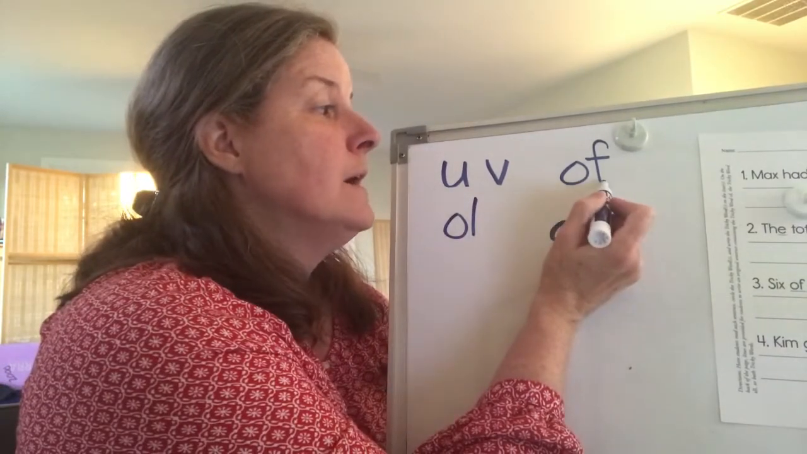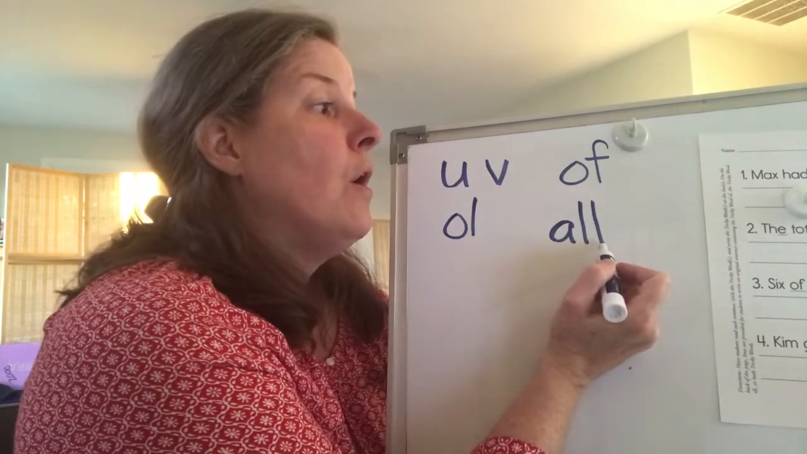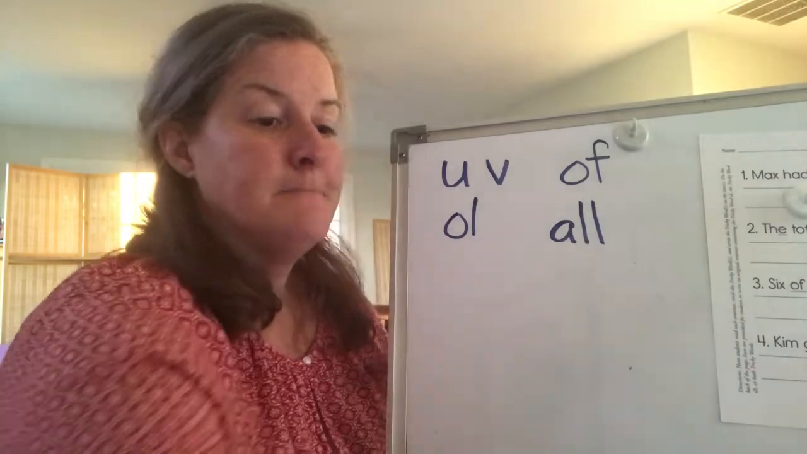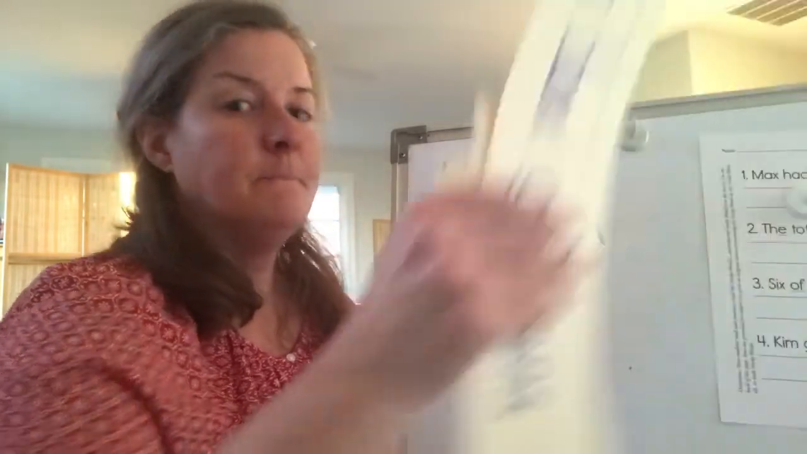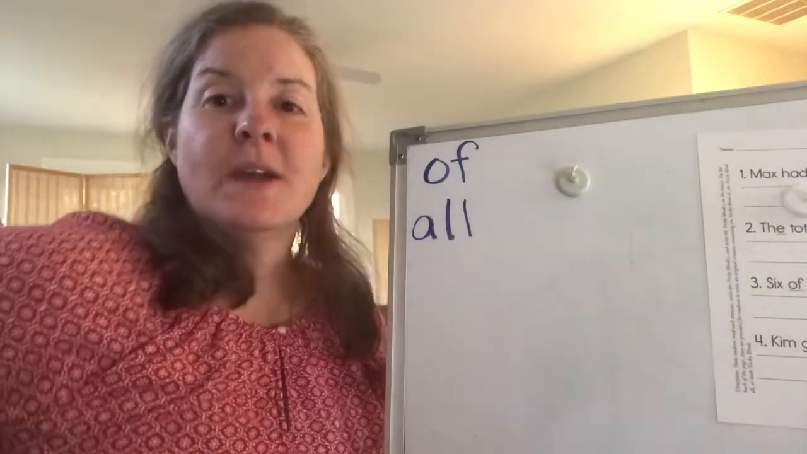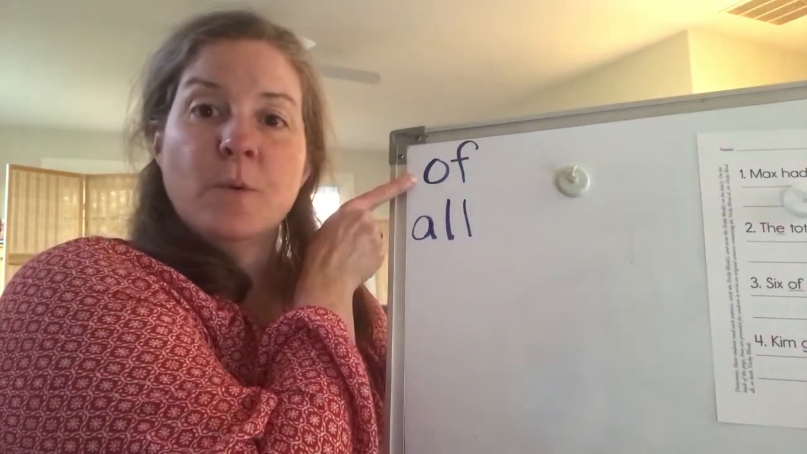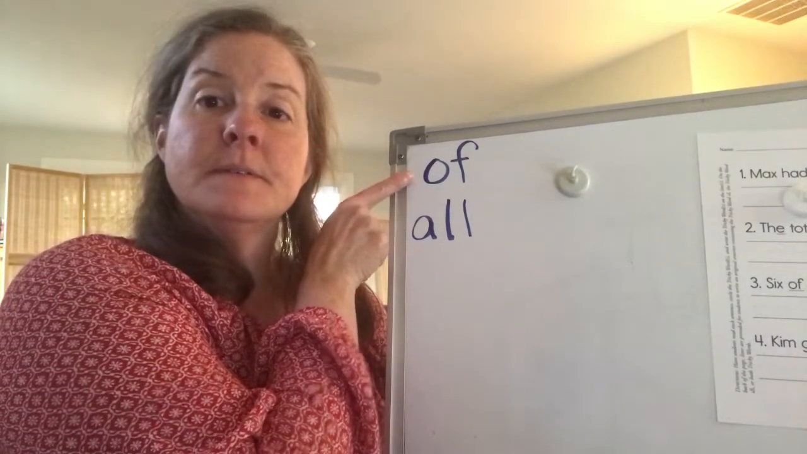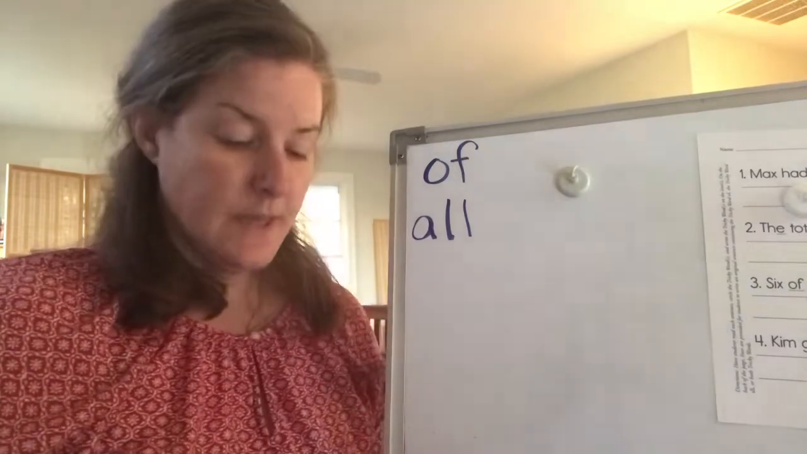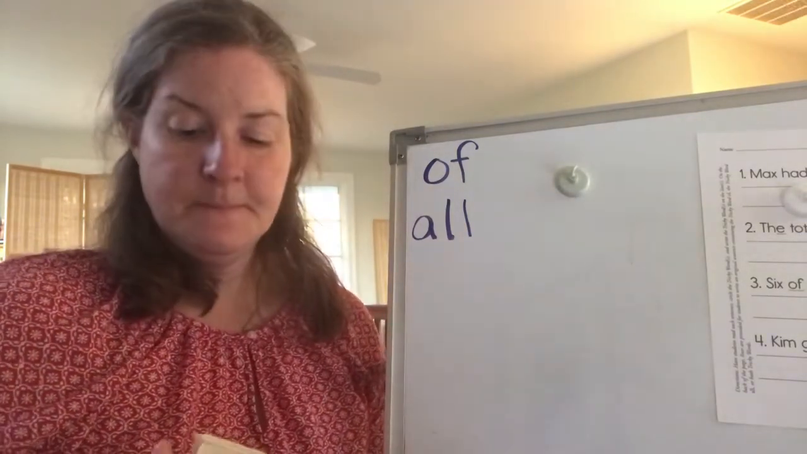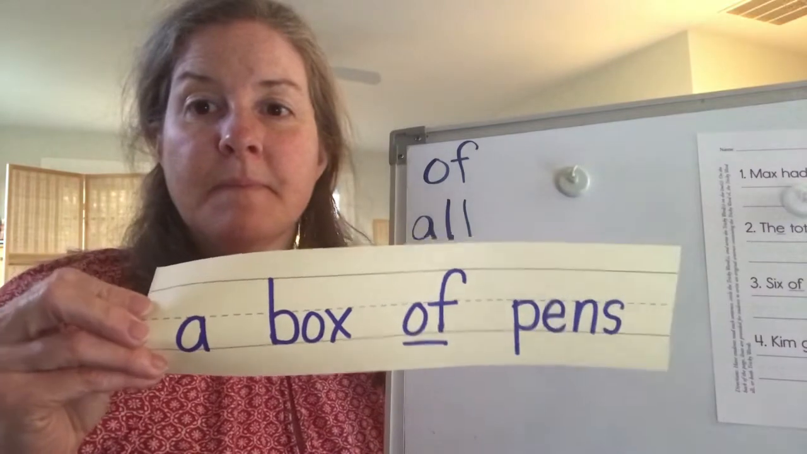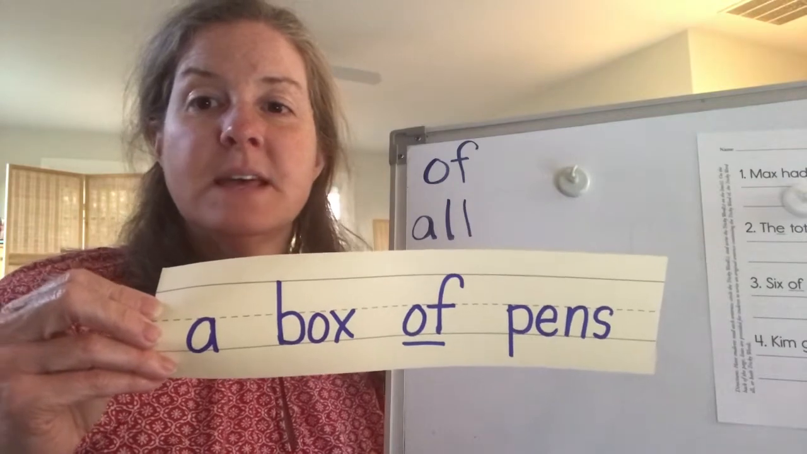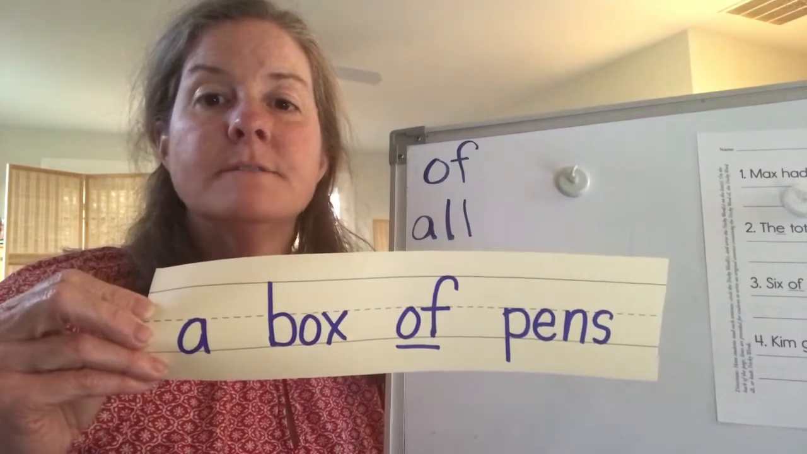So we have the word "of" and the word "all," right? We're going to read some phrases that have those words in them. Okay, so today we're going to focus on reading phrases that have the word "of" and "all" in them. Read those words with me. Of, all. Okay, so let's look at this first one. You think you can read that one? This one says, a box of pens.